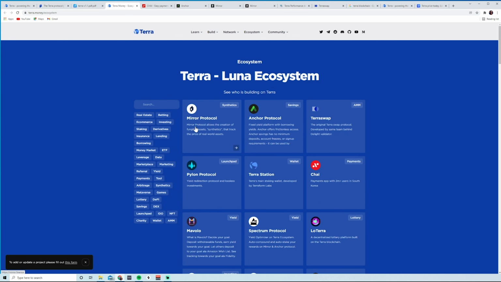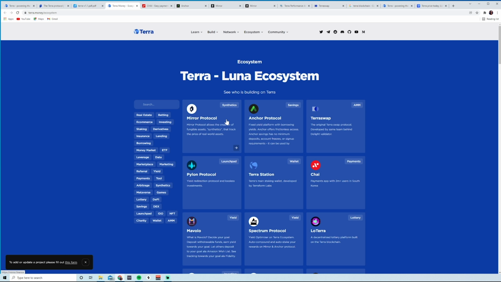Now, if we look at Mirror and Anchor, let me pull out my notes real quick. So Mirror protocol allows the creation of fungible synthetic assets that track the price of real world assets. So basically what this means is it mirrors actual assets. It can mirror ETH or gold or any other kind of real world asset in existence, right? So what does that mean? It means you can buy meth, right? Mirrored ETH. You can buy drugs on the internet.